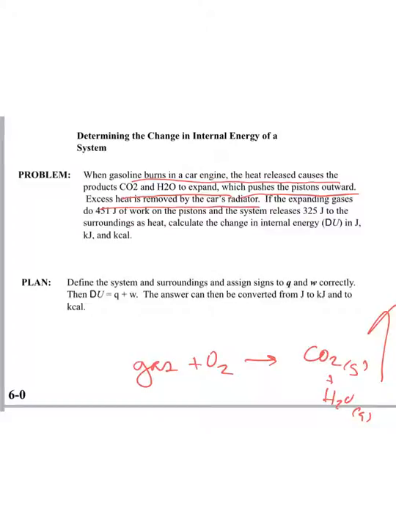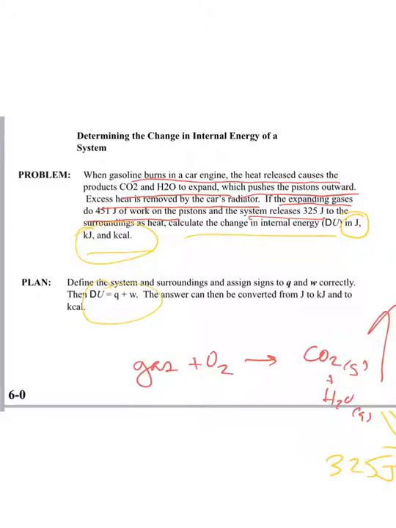I'm going to use a different color just to show you that. So I'll use yellow to represent the heat. Heat is expelled. Okay? If the expanding gases do 451 joules of work, and the system releases 325 joules as heat, calculate the change in the internal energy in joules, kilojoules, and kilocalories.